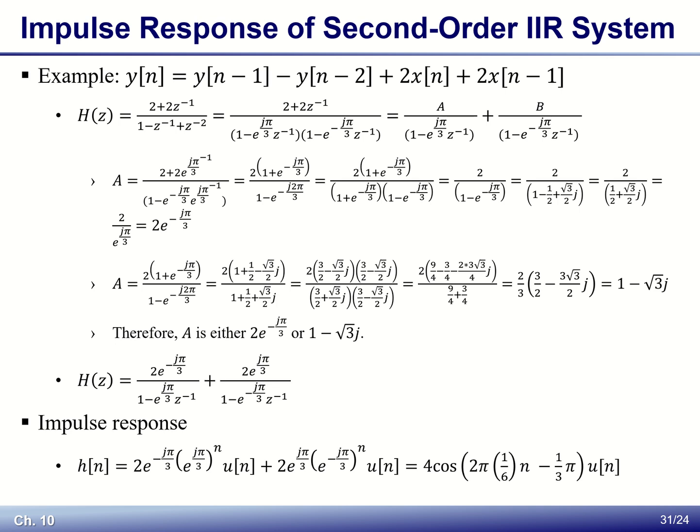You can solve the example. Here there's 2 and here is a proper fraction, so you can use partial fraction expansion like this. So you can get A and B here. Finally you can get H(z) like this.